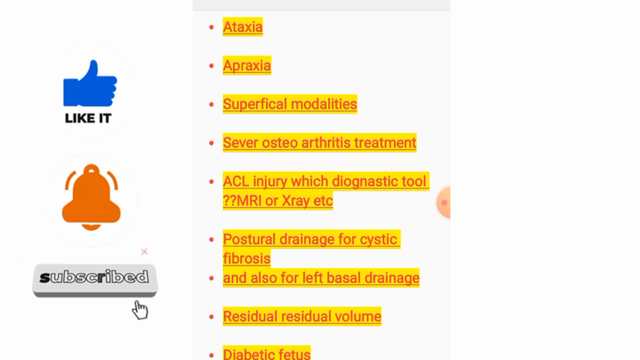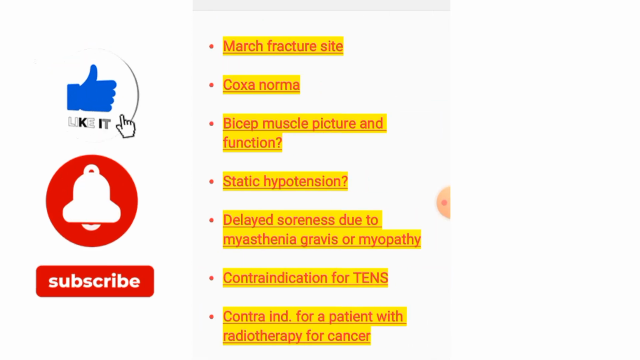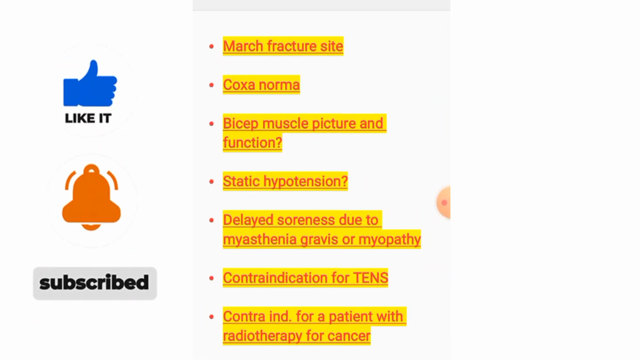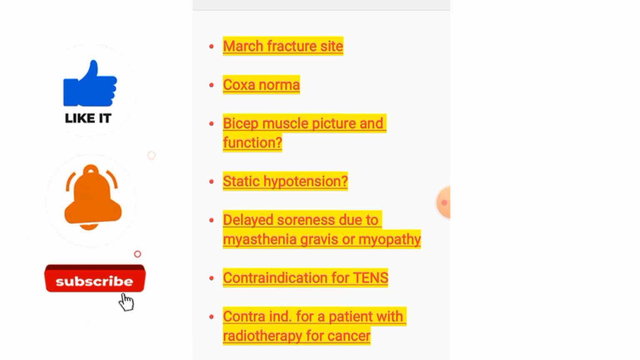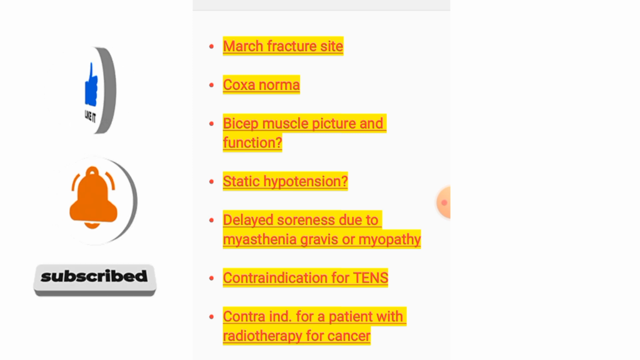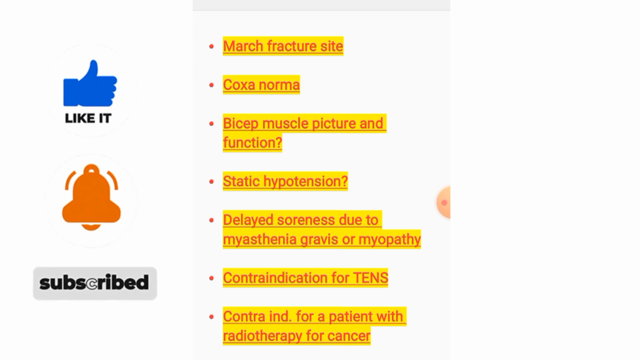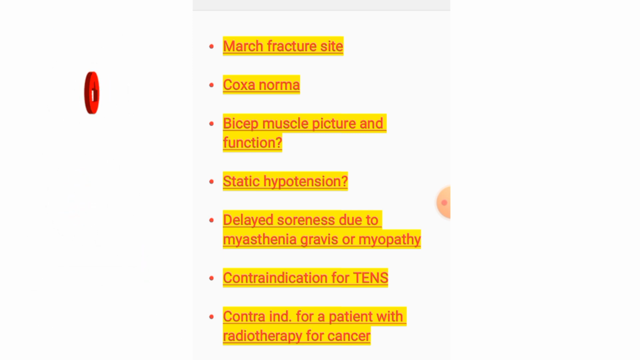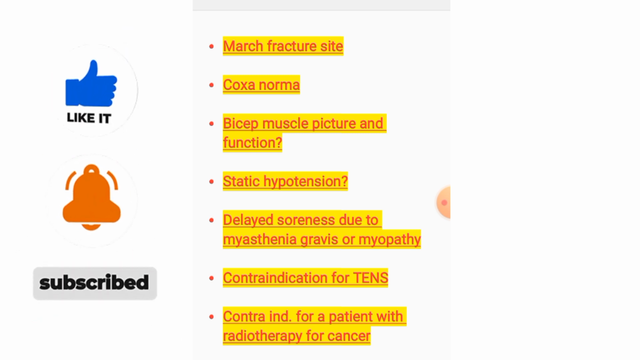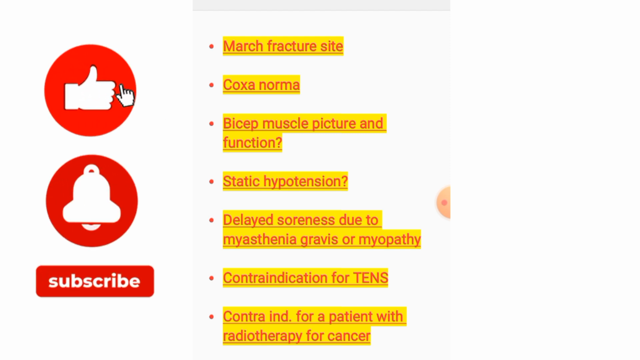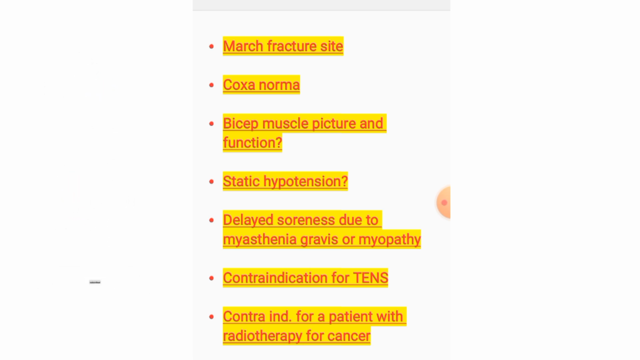Diabetic fetus. March fracture site, coxa norma. There were bicep muscle picture and function, static hypotension, delayed soreness due to myasthenia gravis or myopathy, contraindication for TENS, contraindication for a patient with radiotherapy for cancer.